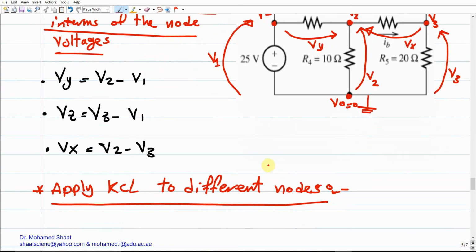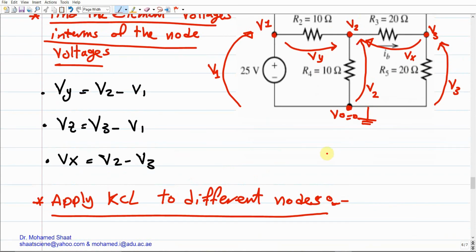If I ask you about Kirchhoff's current law for node 2, we have Vy, V2, and Vx, so there are three currents, and all of them enter node 2. Make sense? If I ask you to write Kirchhoff's current law for this node: the current over this resistance will be Vy over R2, right? The current over this resistor will be V2 over R4. The current over this resistor will be Vx over 20. And all of them should be summed.